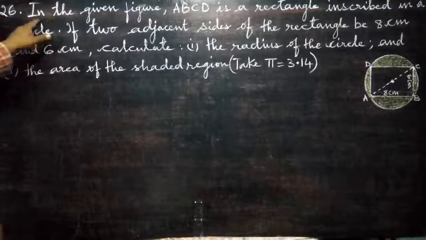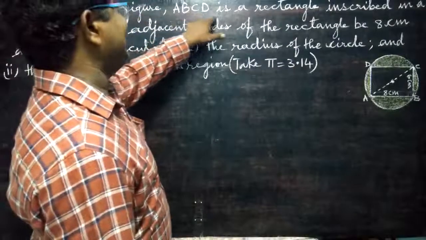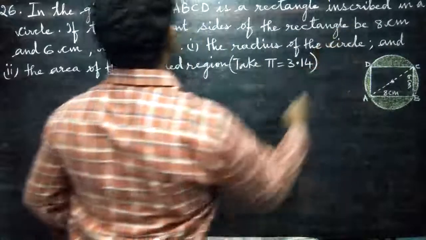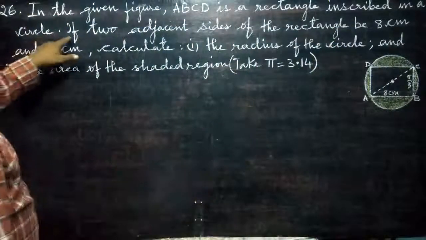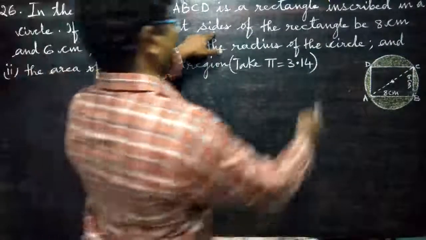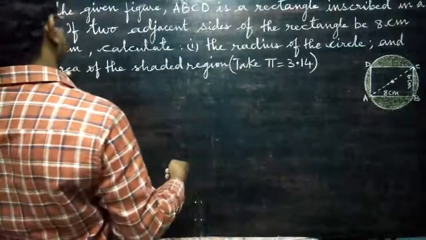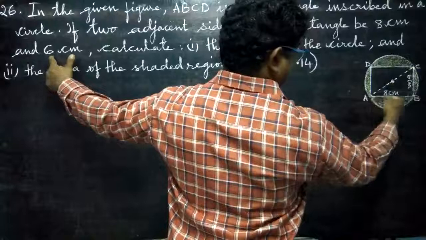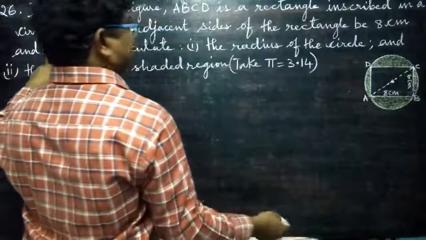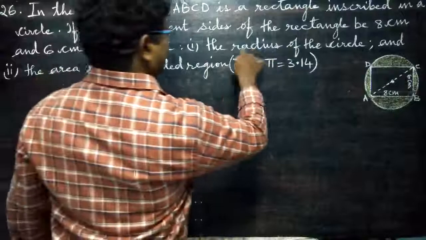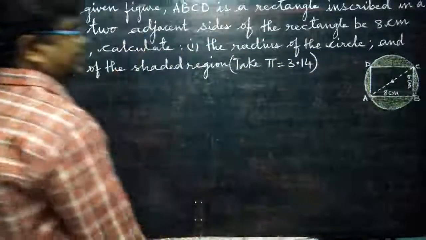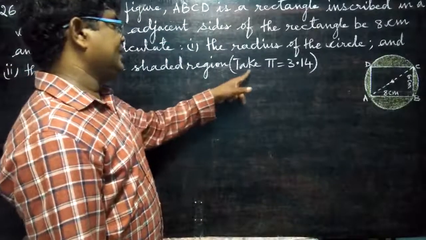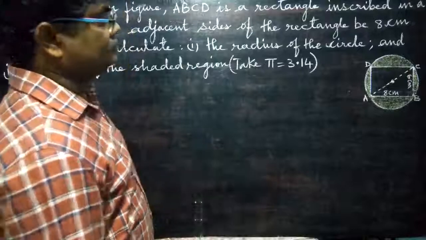26th problem. In the given figure, ABCD is a rectangle. Can you see? ABCD is a rectangle inscribed in a circle with two adjacent sides of 8 centimeters and 6 centimeters. Adjacent means side by side. The length is 8, the breadth is 6 centimeters. Calculate the radius of the circle and the area of the shaded region. Take pi as 3.14.